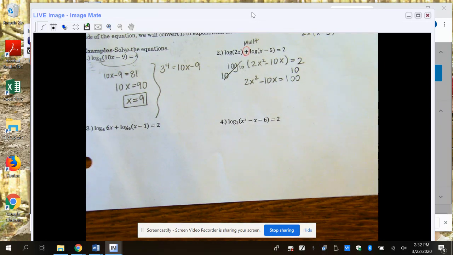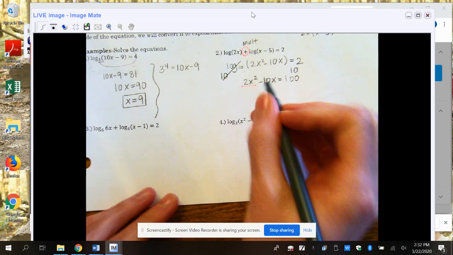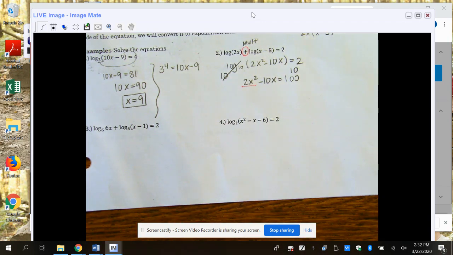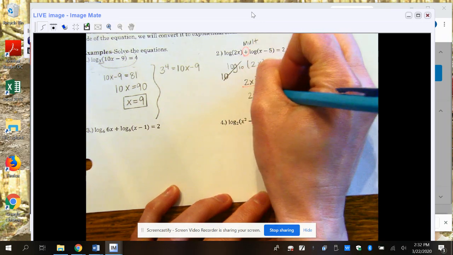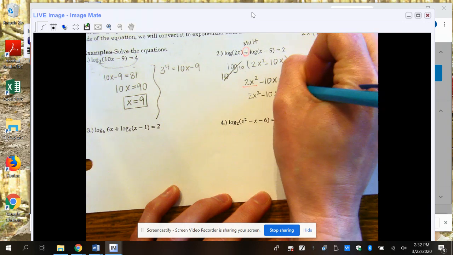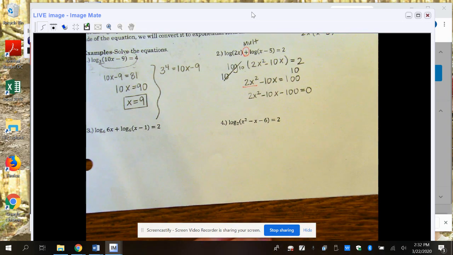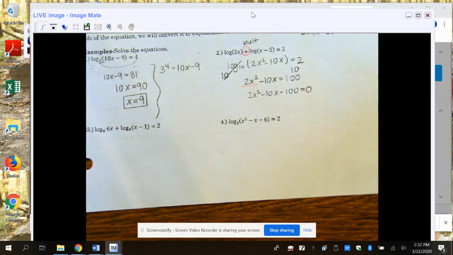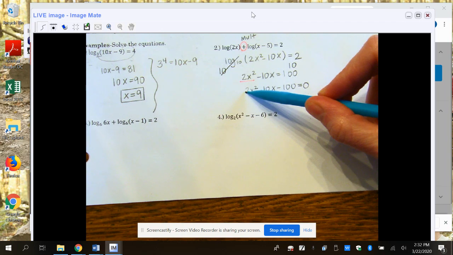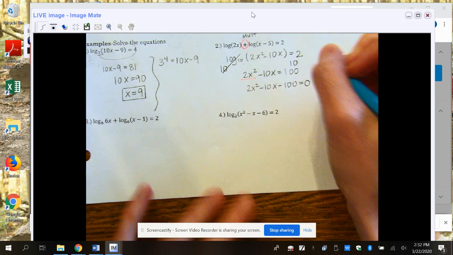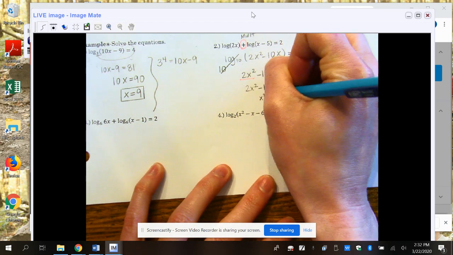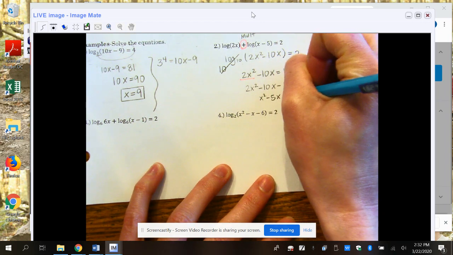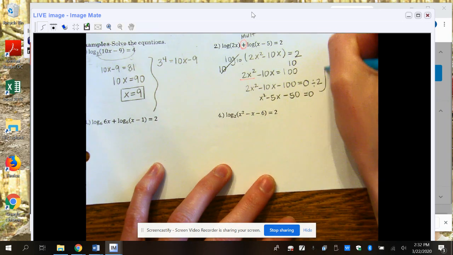I see this x squared right here, quadratic equation. So I'm going to subtract the 100 over. 2x squared minus 10x minus 100 equals 0. And then we're going to start this one by actually dividing by 2. We want to try to get a to be 1 if possible, and we can do that here because everything is divisible by 2. So if I simplify that, that would give me x squared minus 5x minus 50 equals 0.